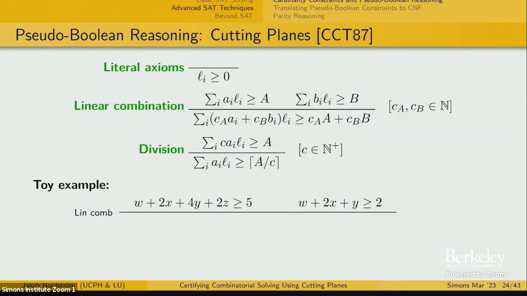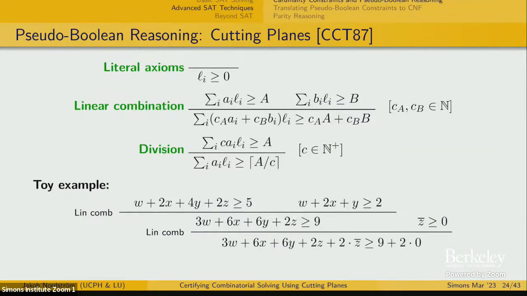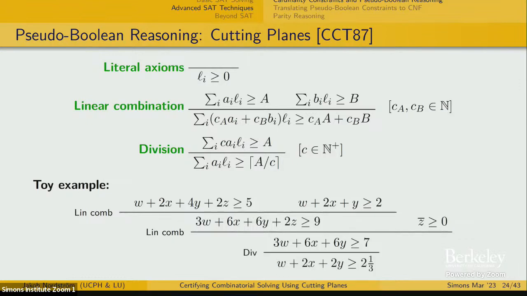Just to make sure that we're on the same page, if I have these two constraints, I can take a positive linear combination, say this constraint plus 2 times this constraint, and collect terms. Then I know for all literals that they are non-negative, so for instance z bar is non-negative. I can multiply that by 2, add it to this, and cancel out. When the dust settles, I get 3w + 6x + 6y ≥ 7. Then the main rule of cutting planes is division, which says that I can divide through by 3, and on the right hand side I can round up.